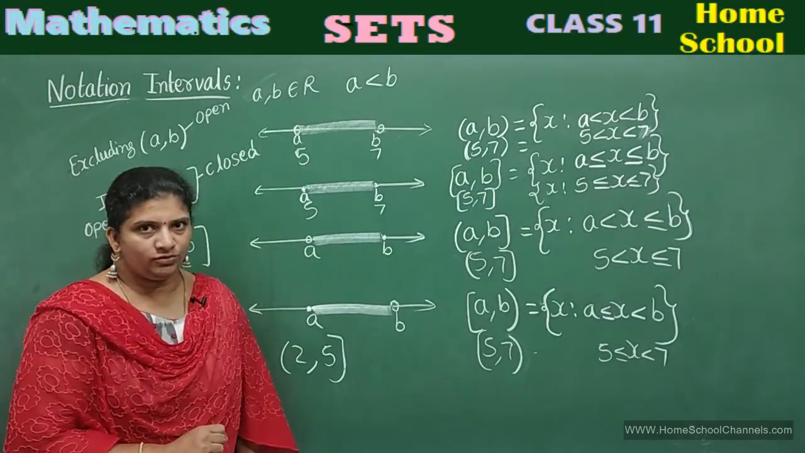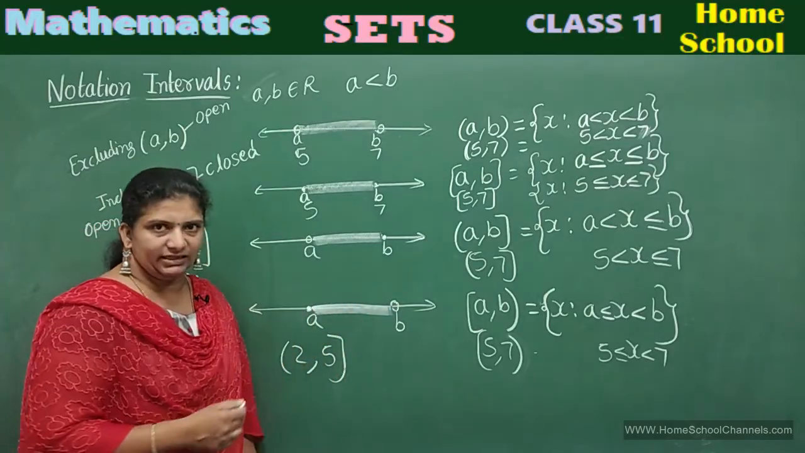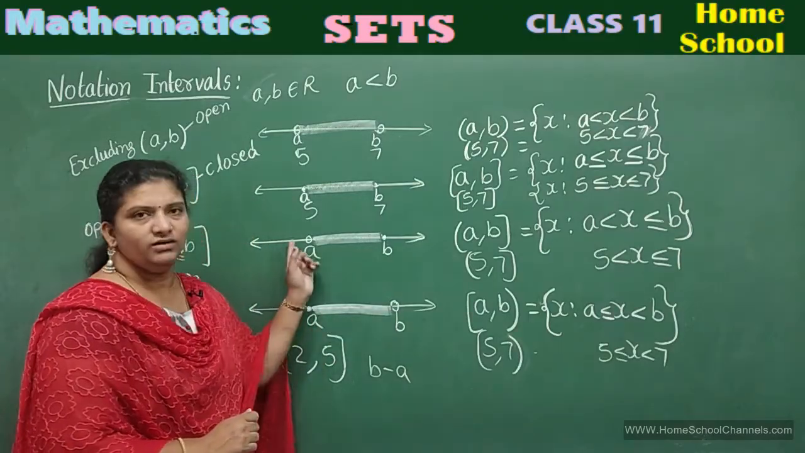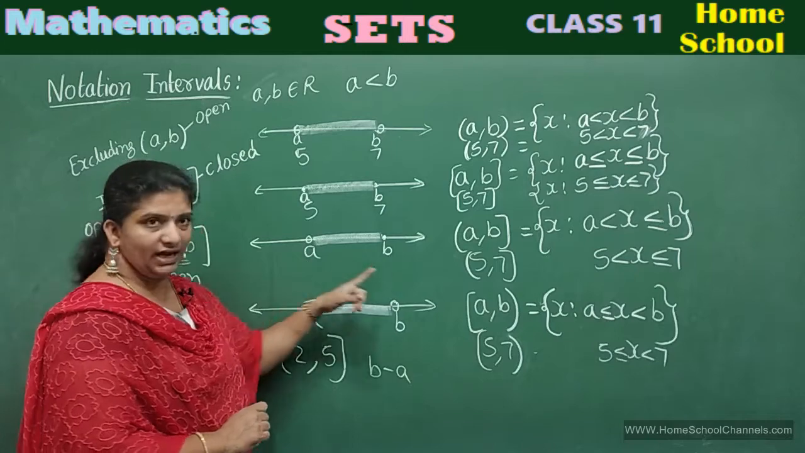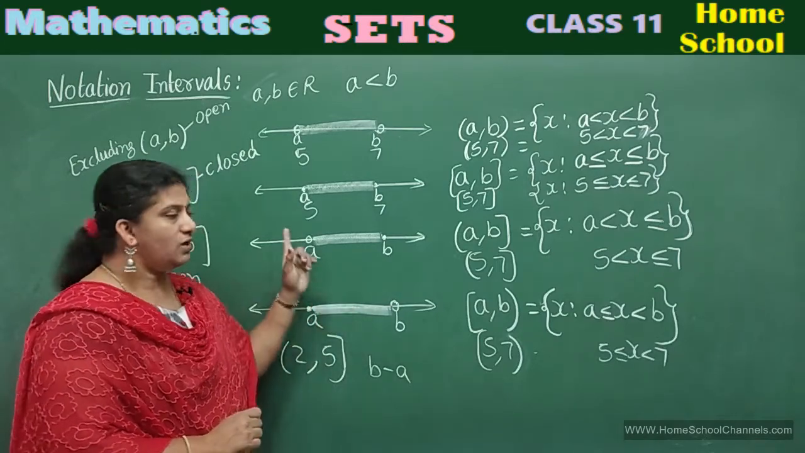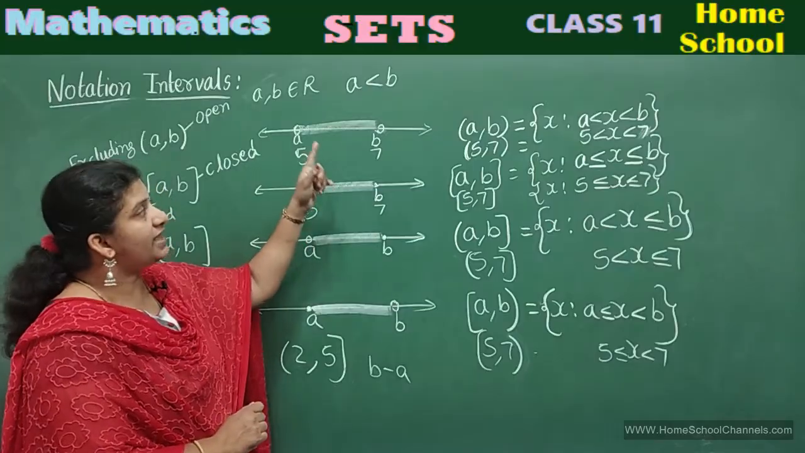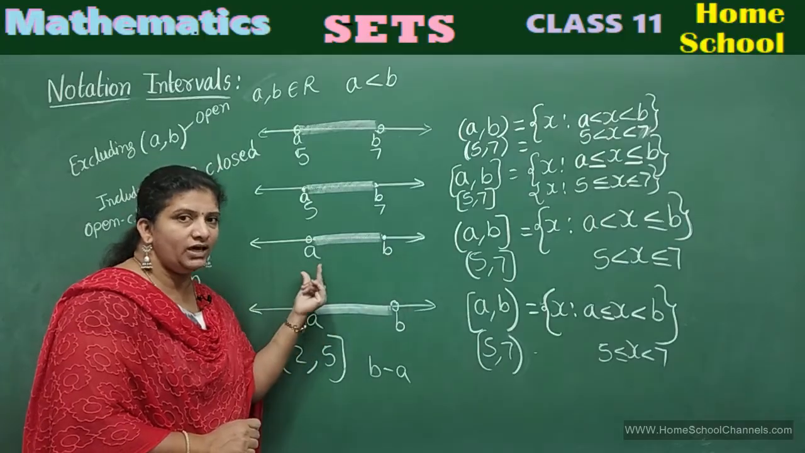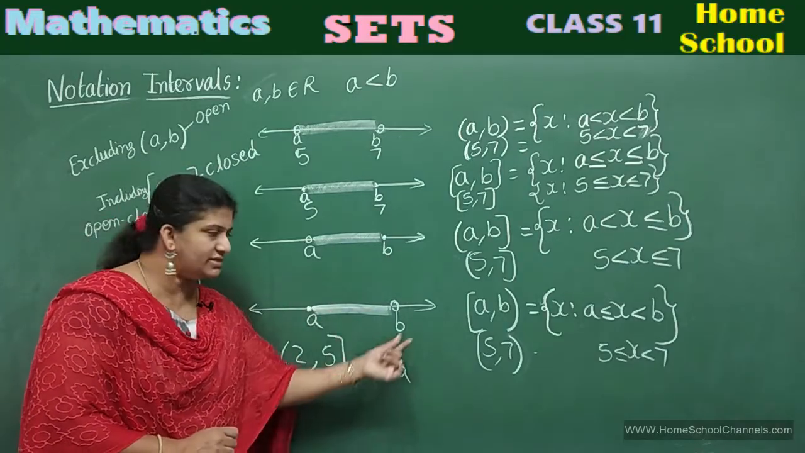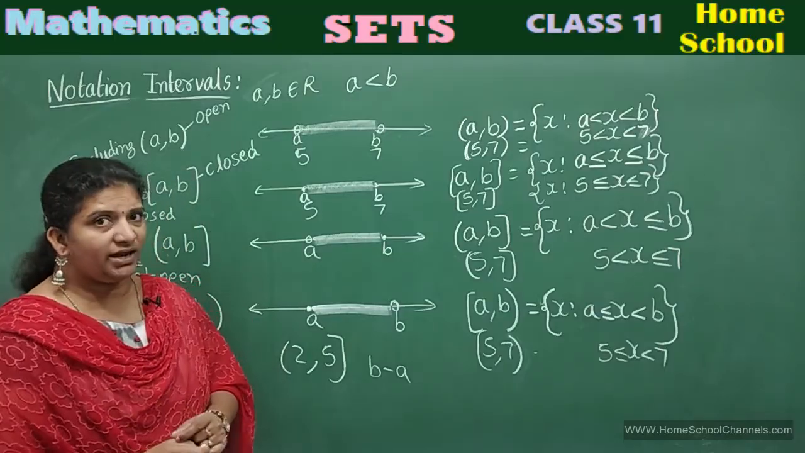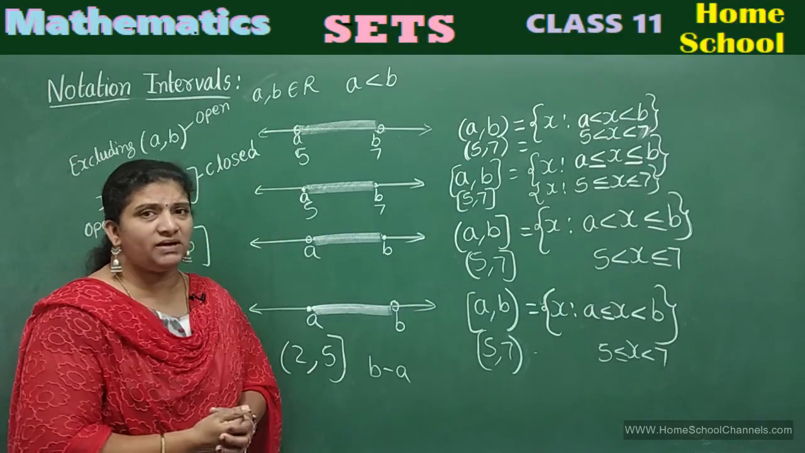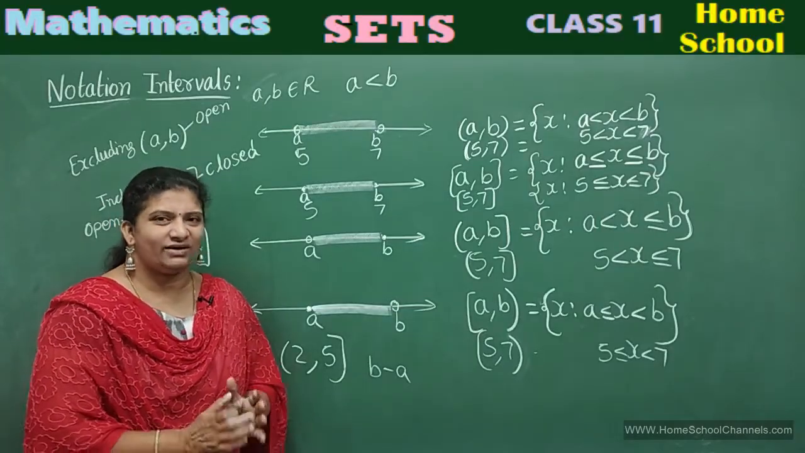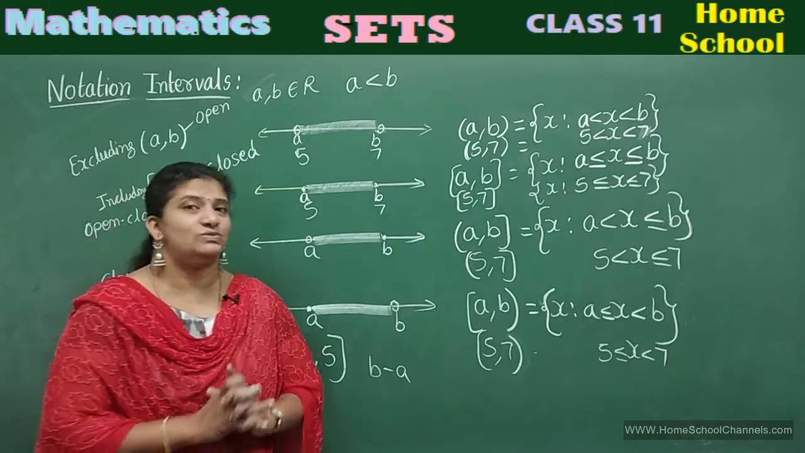And one more point you need to remember. If you need the length, B minus A is the length of the interval. Okay, I have taken that A and B are real numbers where A is less than B. Therefore, if you need this length, you need to subtract A from B. Therefore, the length of the interval is B minus A. Suppose in the same condition A is greater than B, what do you need to do? A minus B is the length of the interval. Okay, understanding notation of intervals is very important.